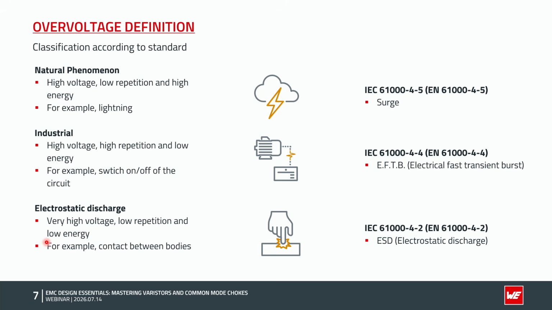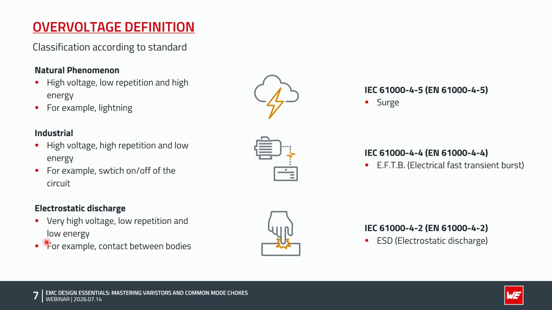The second one is the EFTB, electrical fast transient burst. In this case, it's defined in the standard 61000-4-4. Different from the surge, it is characterized by bursts of pulses. Normally, this kind of pulse comes from industrial applications, like connection and disconnection of inductive loads. This kind of pulse is characterized by high voltage, low current, low energy, and high repetition.